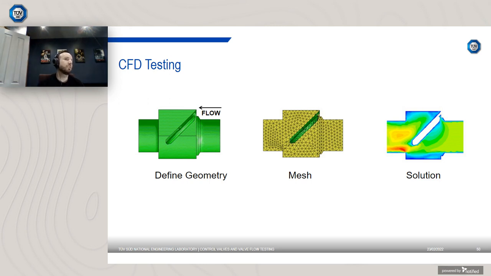And once you've actually simulated the behaviour of the flow, you can then inject particles such as sand, and you can model the trajectory of the particles and the effect that can have on the material loss within the valve.